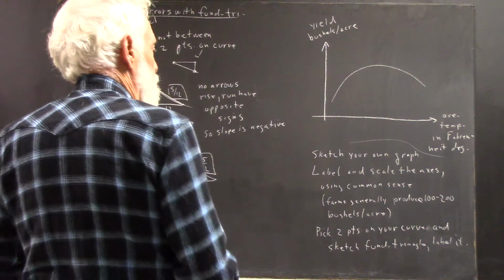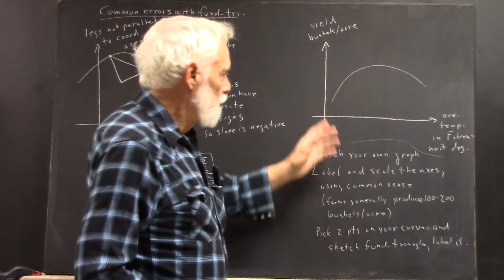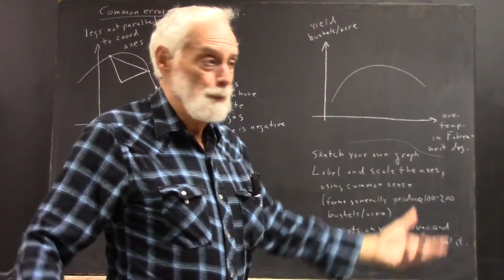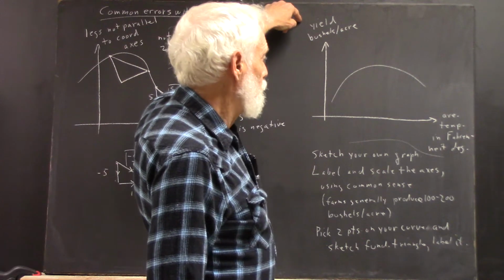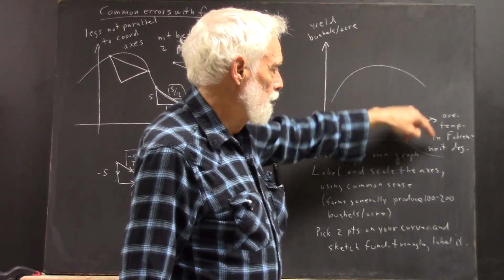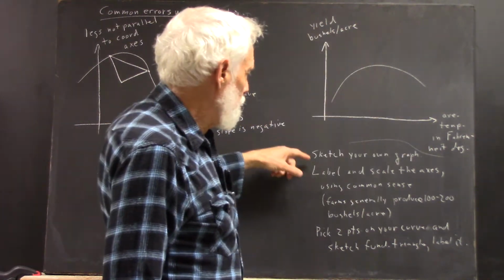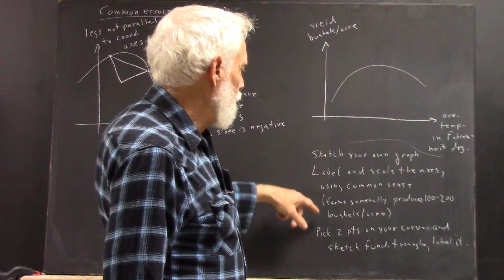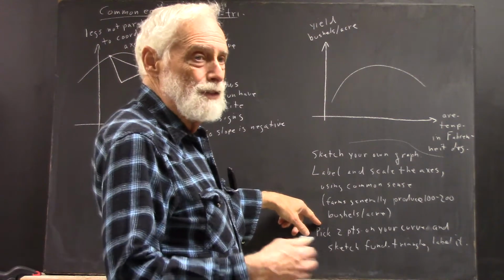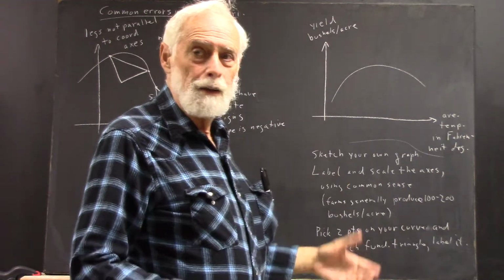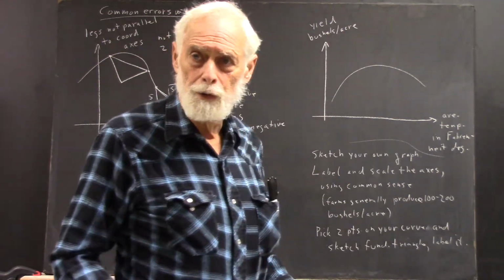Okay, so we've done this exercise where everybody drew a curve and everybody drew something that we can work with. With yield of corn in bushels per acre, average temperature in Fahrenheit degrees. I asked everybody to sketch their own graph, label and scale the axes using common sense and the information that general yields in corn growing areas are 10 to 100 to 200 bushels per acre.